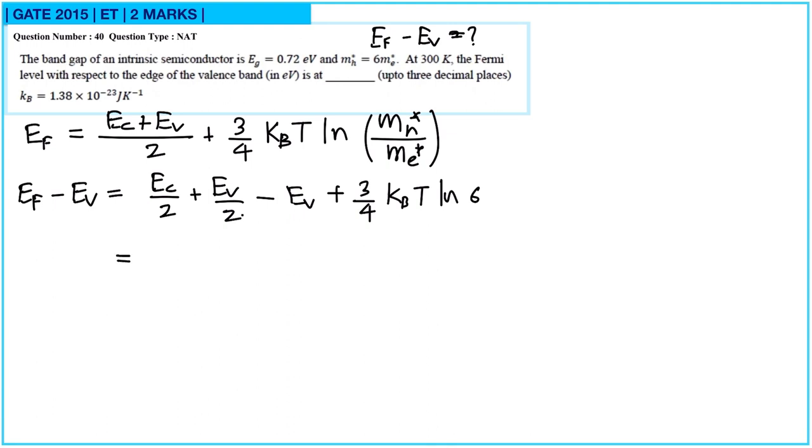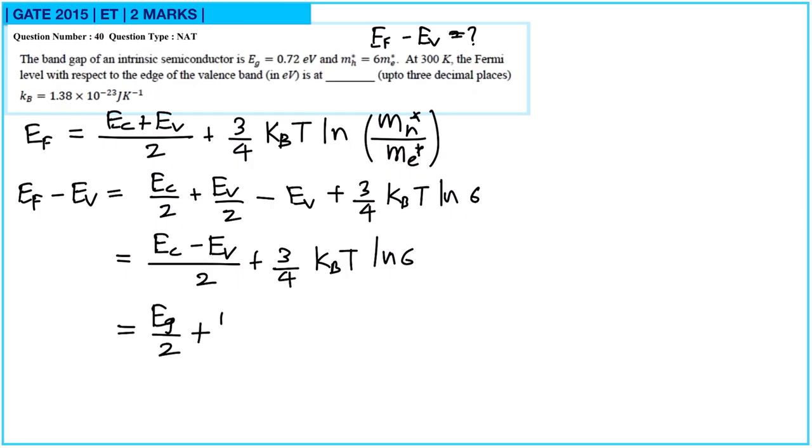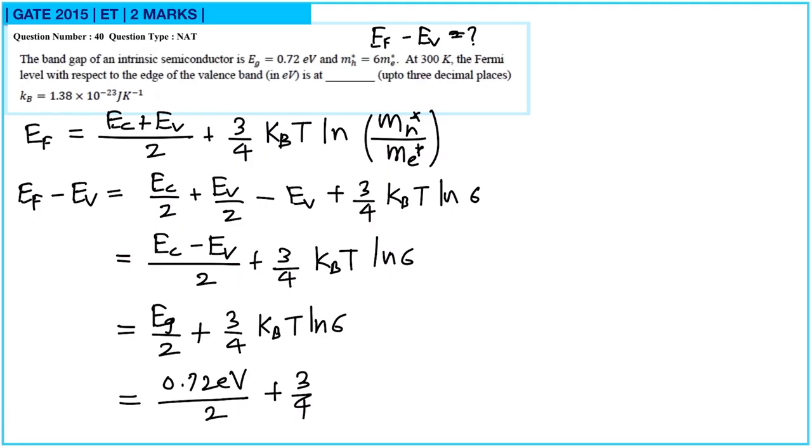Now this will be EV by 2 minus EV, so that will be half minus 1, that is minus half. So this will be EC minus EV upon 2 plus 3 by 4 kBT into ln 6. EC minus EV is Eg, that is band gap energy. So this will be Eg by 2 plus 3 by 4. Value of kB and T is given to us, so we can substitute it here. So this will be 0.72 electron volt by 2, this is Eg, plus 3 by 4 into kBT. At 300 Kelvin, value of kBT is 26 milli electron volts. So 26 milli electron volt into ln of 6.